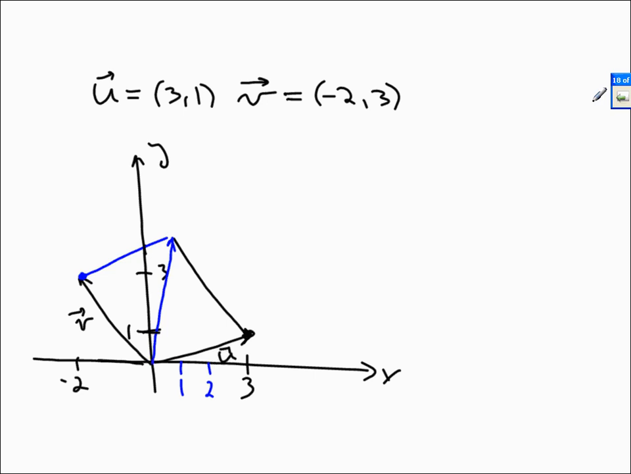Well, if this is 1 and 2 and 3, well then that looks like 4. And yeah, that's 1, 4. Exactly what the sum was. So it is working.